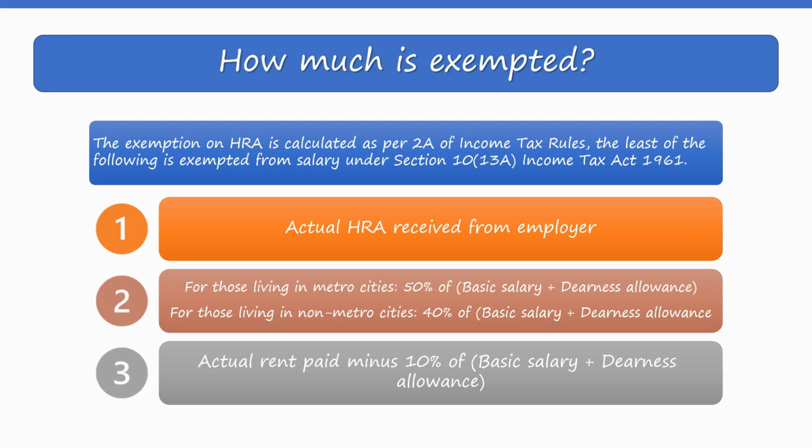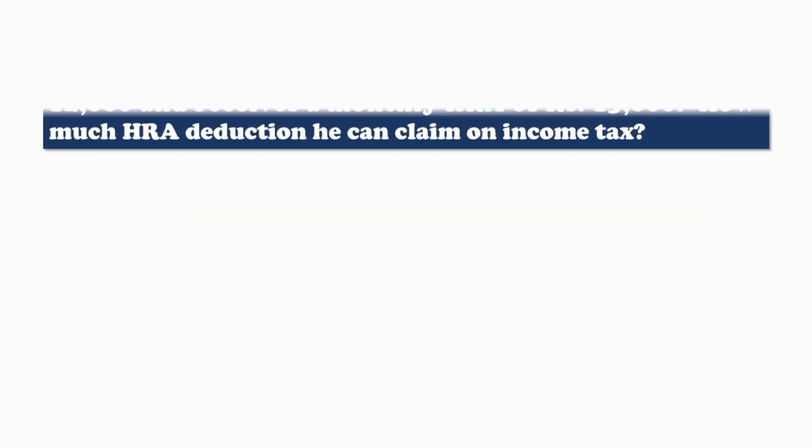You can claim the least of the three as HRA deduction. First, actual HRA received. Second, 50% of basic salary plus DA if you live in metro cities, or 40% of basic salary plus DA if you live in a non-metro city. Third, rent paid in excess of 10% of basic salary plus DA.